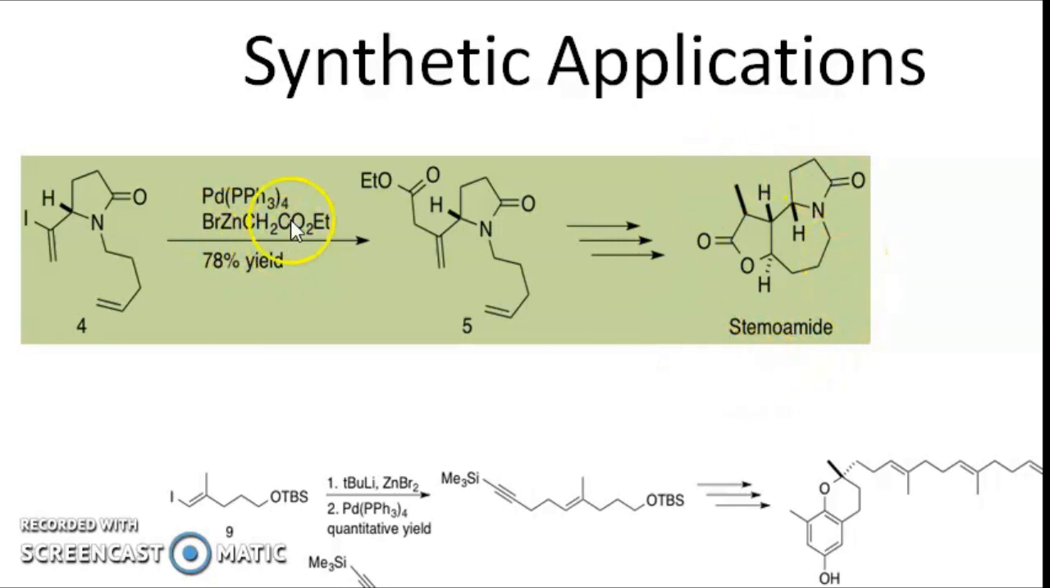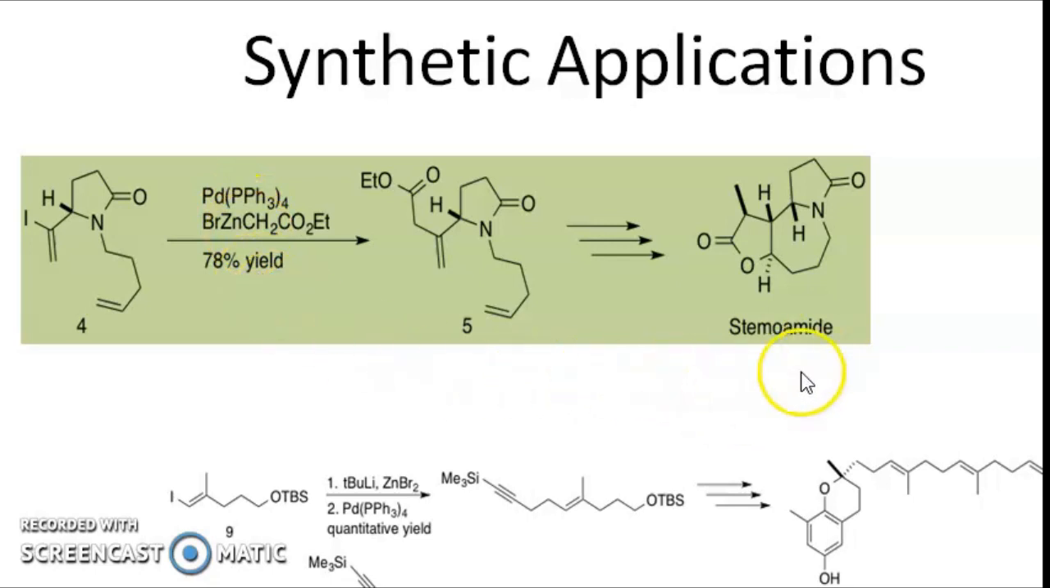You can find here the organozinc compound, okay, and this is the organic halide compound. You have the halogen part here. Okay, the ring closure happens. Yeah, stemoamide is formed. The fragments are added here. Where is it? Iodide and zinc.